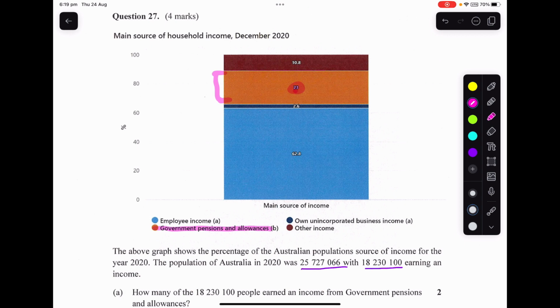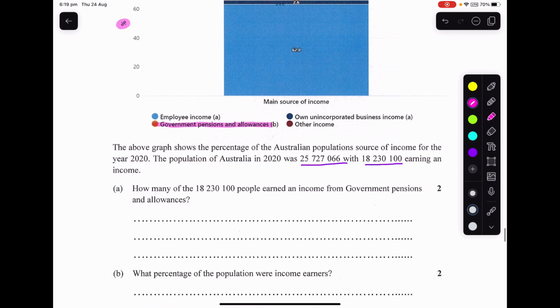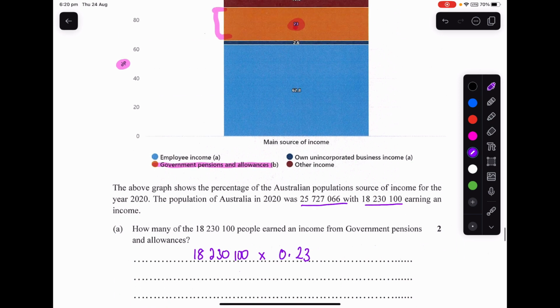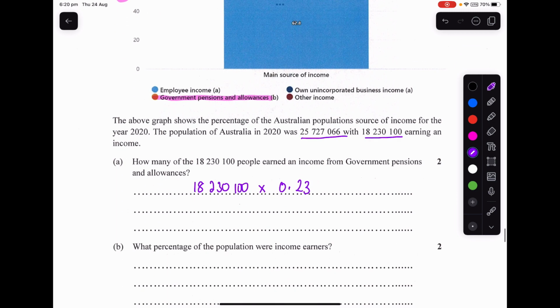Now, 23 what? Well, if you go over to the left-hand side, don't forget that it told us it was 23%. So down here, we're going to take our 18,230,100 people and we'll multiply that by 0.23, which is our 23% of them being government pensions and allowances. So we multiply that and we end up with 4,192,923 people.